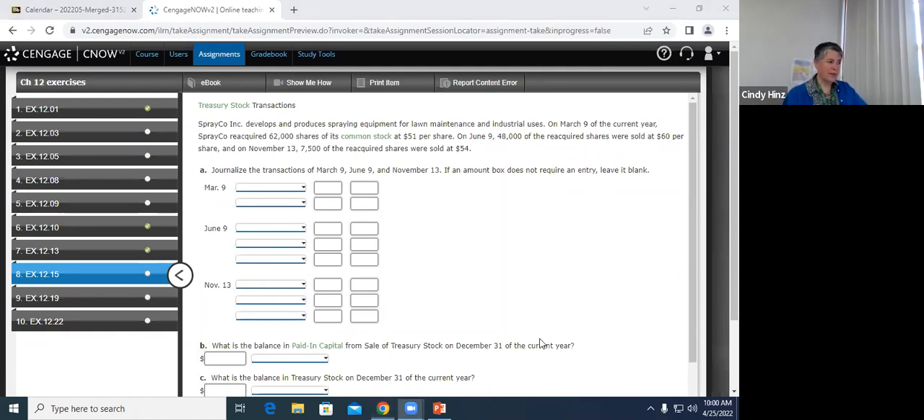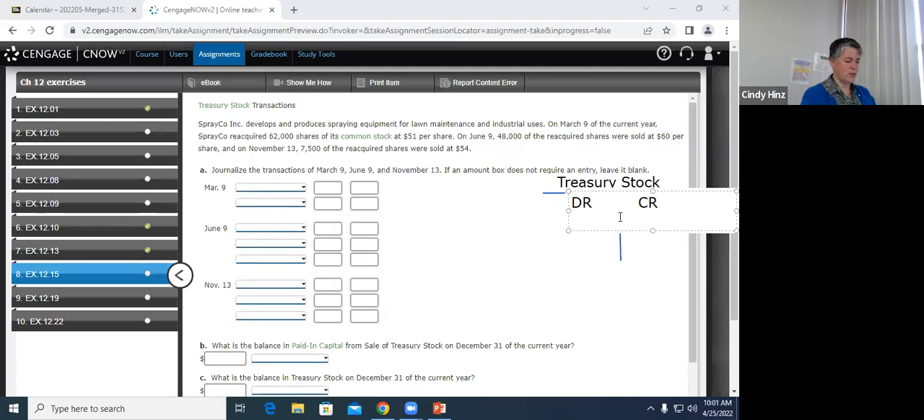So I think one way for us to see this clearly is if I put a T account here on the screen. So I'm going to put a T account on the screen for our treasury shares. And just as a reminder, treasury stock is considered an equity account, but it's an offset to our equity. So I'm going to show that it has a normal debit balance, that we're going to increase that account on the debit side and decrease it on the credit side.